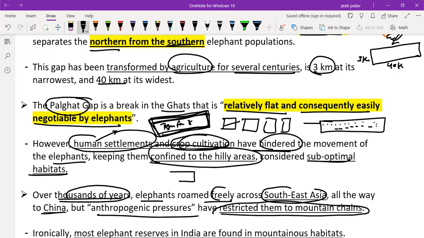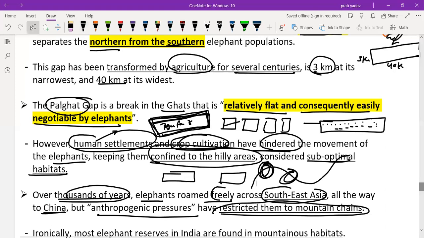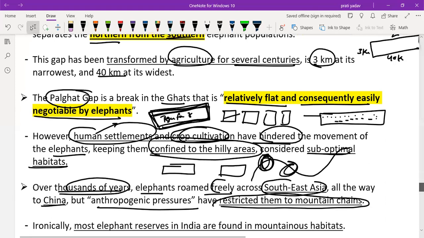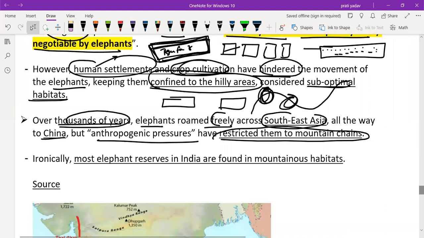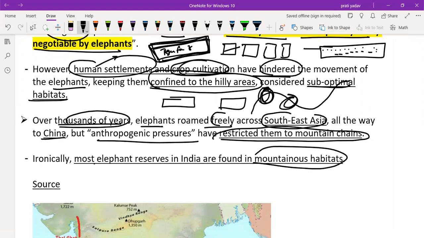Earlier, when the plains were flat, elephants moved from India to Southeast Asia to China. But due to agriculture, human settlement, and crop cultivation, elephants are confined in the hilly area, and that is a suboptimal habitat, not an optimal habitat. The optimal habitat for endangered elephants of Asia is flat terrain. Ironically, most elephant reserves in India are found in mountainous habitat.